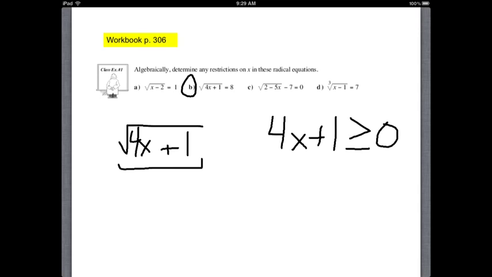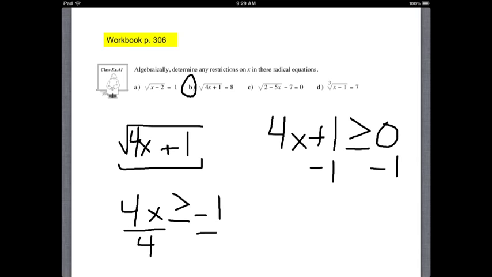All right, so all we're going to do is rearrange and solve for x. So you subtract the 1, and you subtract the 1 over here. What you're left with is 4x is greater than or equal to negative 1. From there, divide this by 4 and divide this by 4. X has to be greater than or equal to negative 1 over 4.